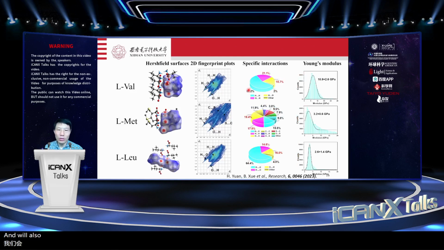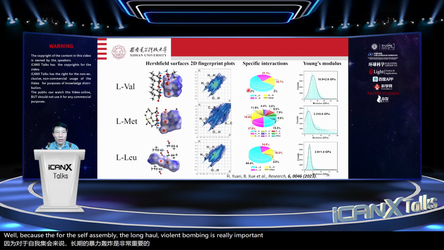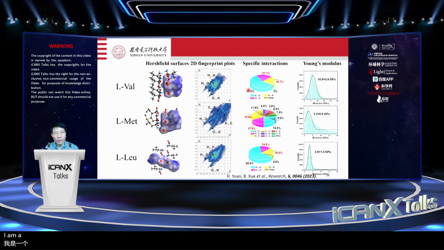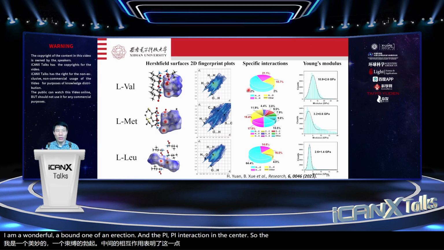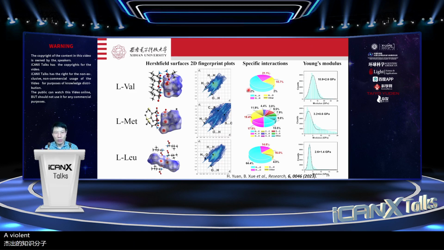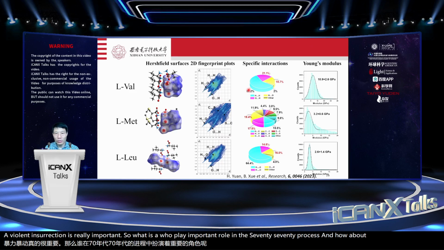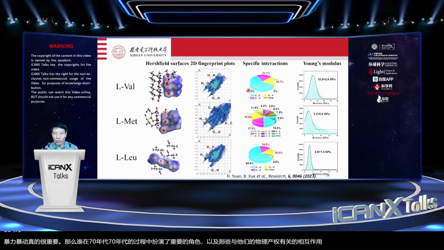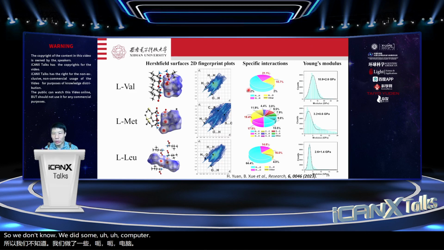And we also did a further study. For the self-assembly, the non-covalent bonding is really important, like hydrogen bonds, van der Waals interaction, and the pi-pi interaction, etc. So what plays an important role in the self-assembly process, and how are those interactions related to their physical properties? We don't know, so we did some computation and also measurement.